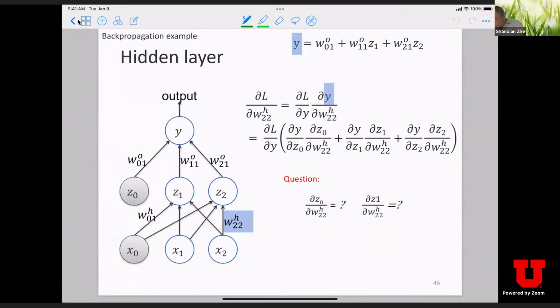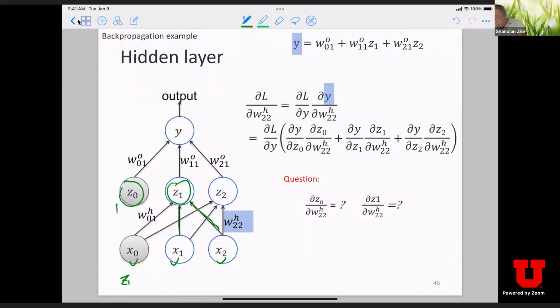Now I want to ask, what are the partial derivatives of Z0 and Z1 with respect to W22H? They are 0. Why? Because Z0 is the constant 1. And the computation of Z1 has nothing to do with W22H. Z1 is computed from X0, X1, X2, and all the edge weights on edges pointing to Z1, but W22H is not on any of those edges.